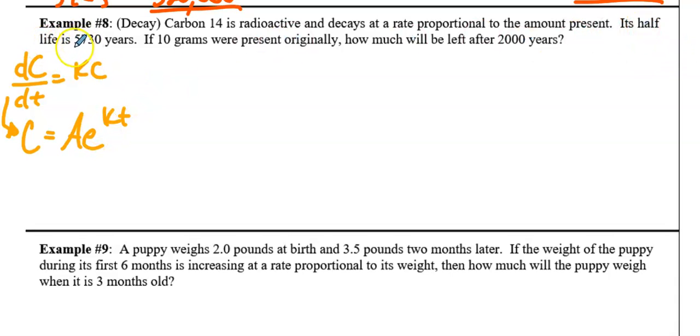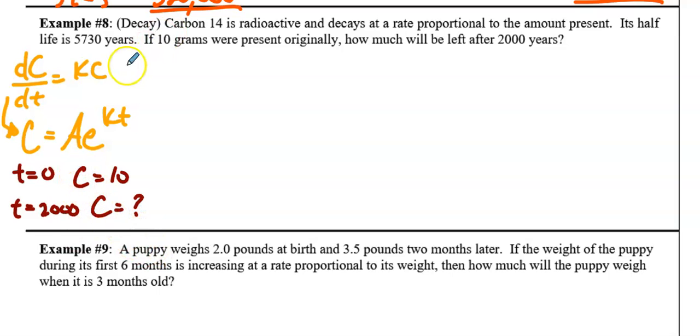So its half-life is 5,730 years. And it tells us that if 10 grams were present originally, well, that's actually really awesome for us to also write down. We know that at time equals 0, our carbon is going to be represented with 10 grams. How much will be left after 2,000 years? So we definitely know that at time equals 2,000, we want to find the number of carbon. Okay, so we're given some other piece of information that we will eventually use, all right?